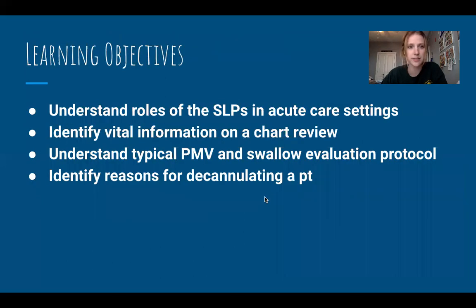So the learning objectives for today are to understand the roles of SLP in acute care, identify vital information on a chart review, understand typical PMV and swallowing evaluation protocol, and identify reasons for decannulating a patient.